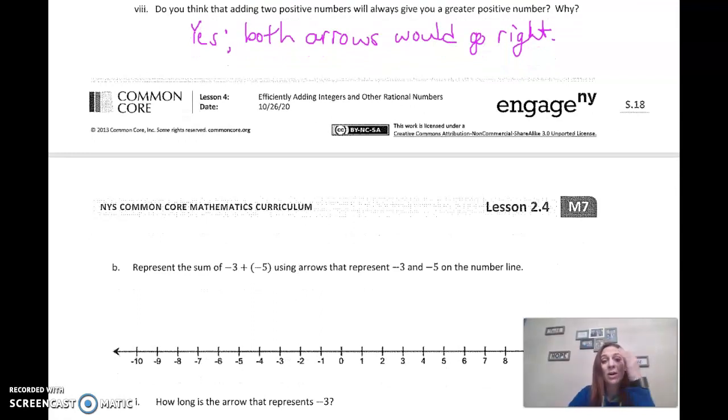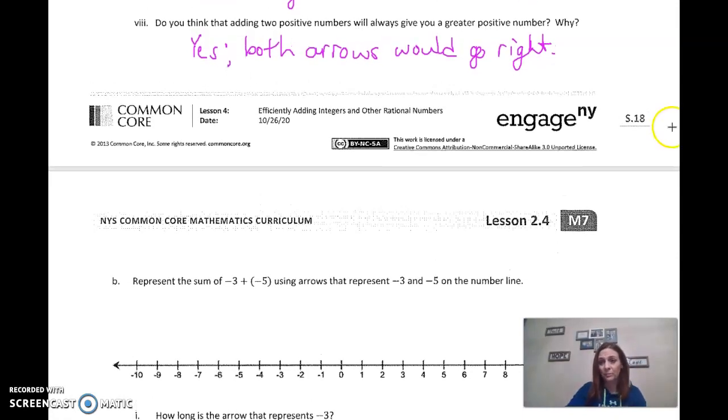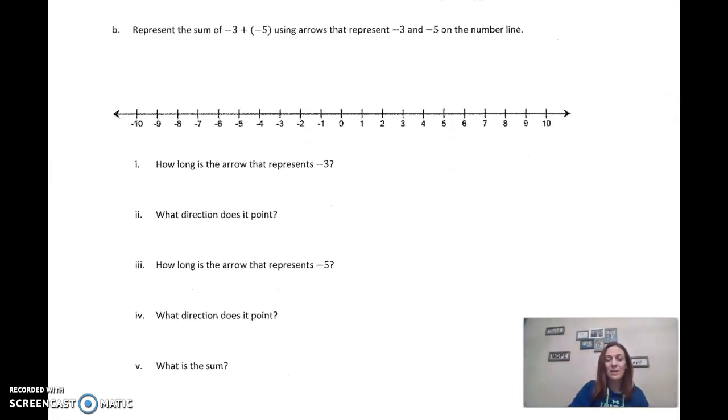All right, so now we're going to do the same thing, except the numbers are negative. Hopefully you got that part down. If not, pause and write it down. Represent the sum of -3 and -5 using arrows. All right. So I go from 0 to -3, and then I go from -3, 5 units left. 1, 2, 3, 4, 5. So if you remember that from the last lesson, the absolute value tells us how far to go, and the sign tells us what direction.